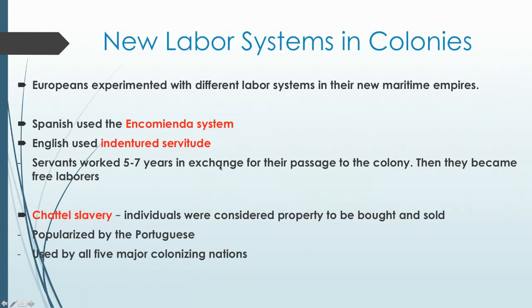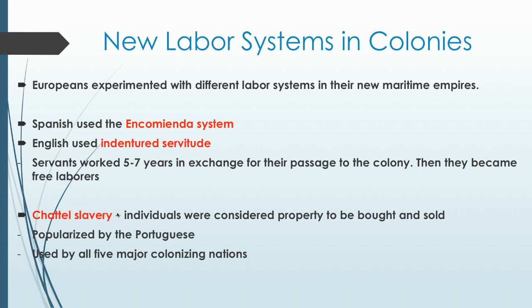We have new labor systems emerging in this time period. The Spanish are going to use the encomienda system. The English will use indentured servitude. We've talked about these. And then chattel slavery. Chattel slavery is significant because chattel slavery is the process of considering human beings to be property. And chattel slavery is especially unique because children of these slaves will continue to be considered property.